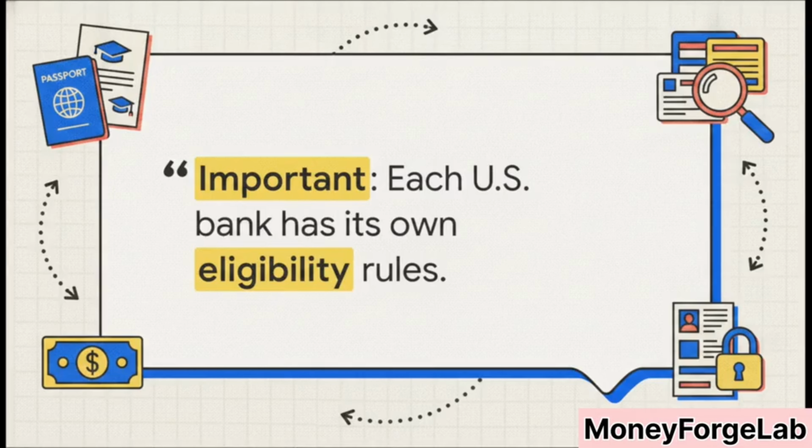Now, what's really interesting about this slide is this specific quote from our source material. Each U.S. bank has its own eligibility rules. Non-U.S. residents may need additional verification. That first sentence is quite literally everything. There is absolutely no one-size-fits-all universal rulebook for non-residents in the U.S. banking system. While one bank might happily accept your passport and a university acceptance letter, a completely different bank right across the street might demand a much more extensive list of secondary IDs. It really pays to do your homework beforehand.